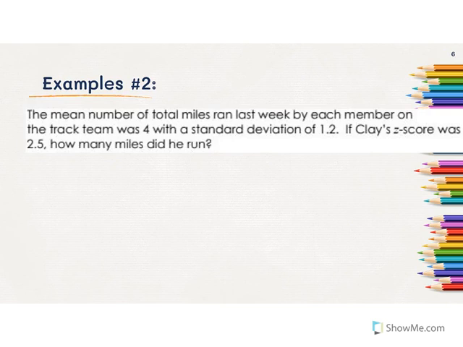And then we are going to go on to our second example here. The mean number of total miles run last week by each member of the track team was 4 with a standard deviation of 1.2.